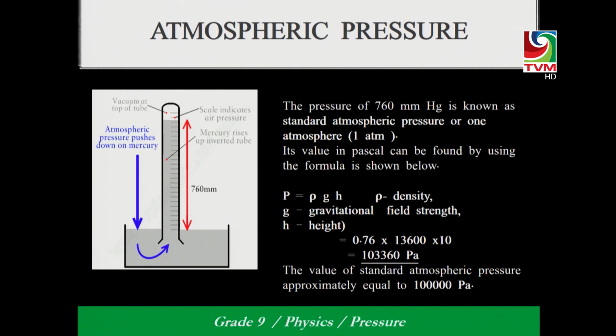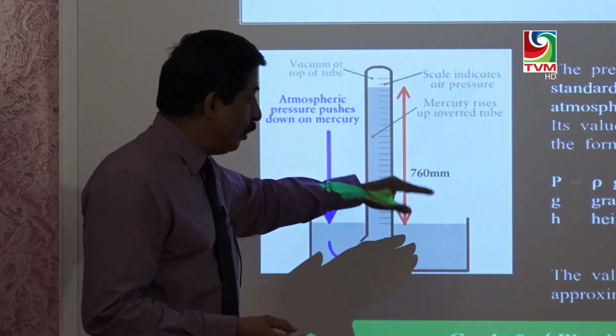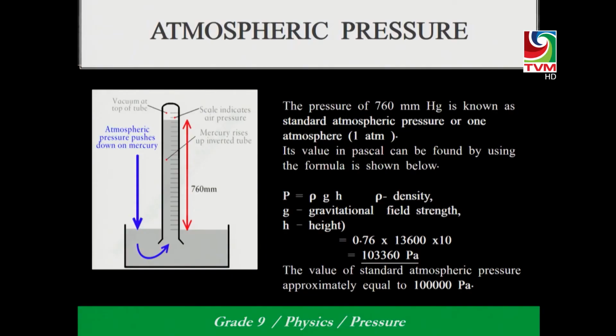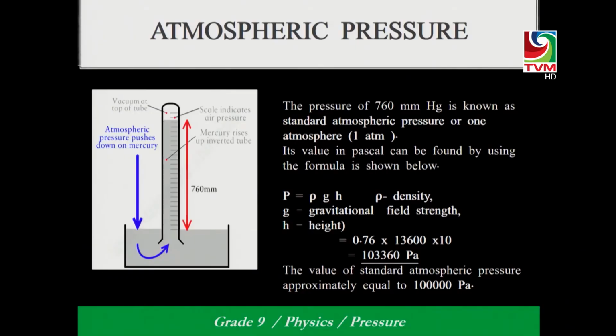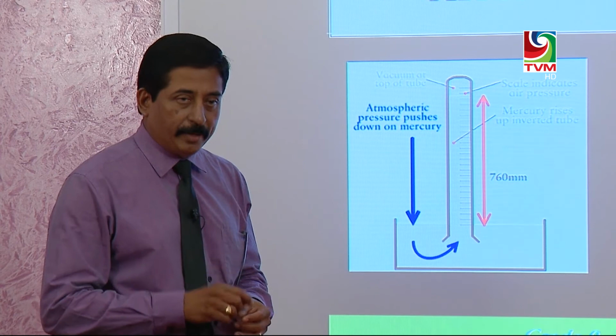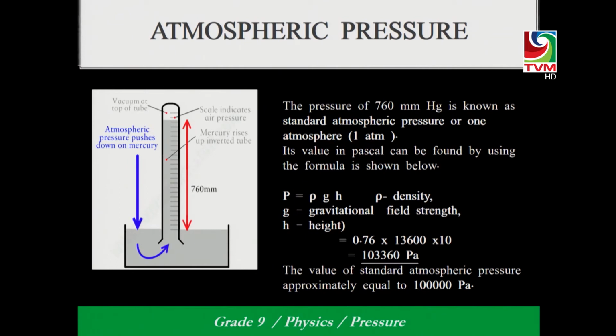So, what we need to do? We need to divide this 760 millimeter by 1000 to get meters. So, you will be getting 0.76 as the height, and 13,600 is the density of mercury, and 10 is the acceleration due to gravity. So, the final answer is 103,360 Pascal. So, that is the total atmospheric pressure. So, this is equal to 760 millimeter of mercury. So, 760 millimeter of mercury is equal to 103,360 Pascal. The value of standard atmospheric pressure is roughly approximately equal to 100,000 Pascal.